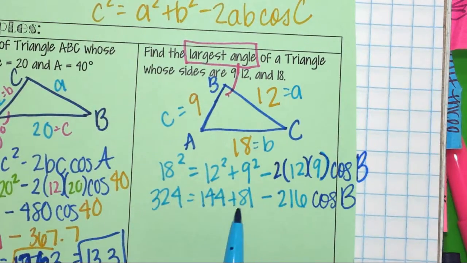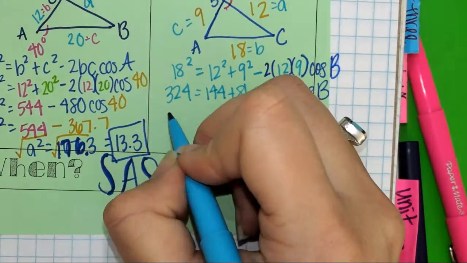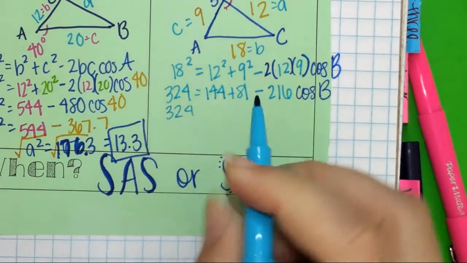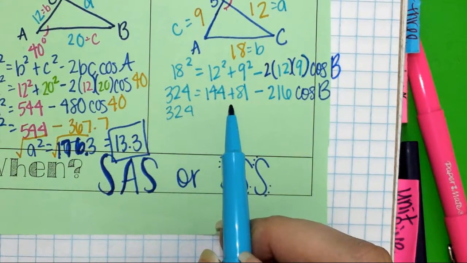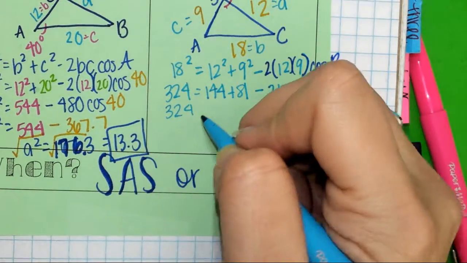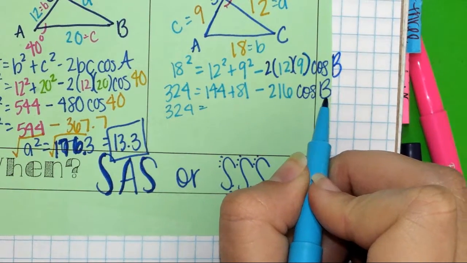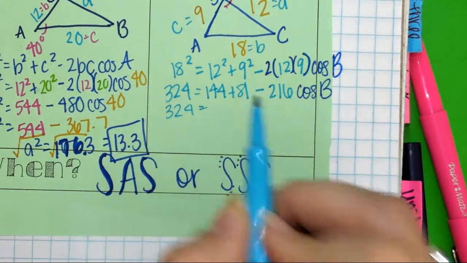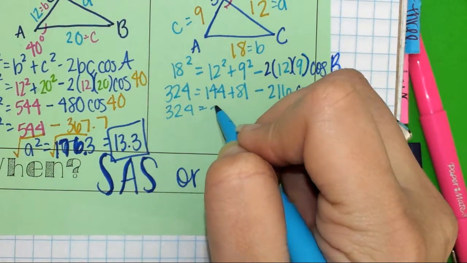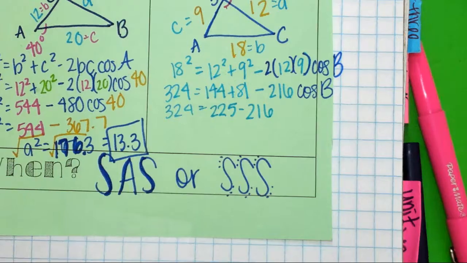All right, now, can we combine the 144 and 81? Yes, because it's just 144 plus 81. But I can't combine it with 216. Take a point. Because the 216 is attached to the cosine of B, right? So you can't combine those. What's 144 plus 81? 225.